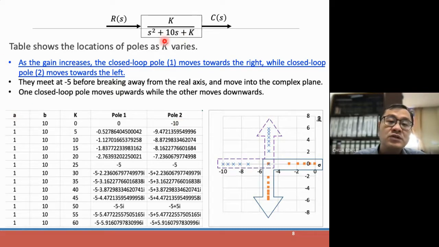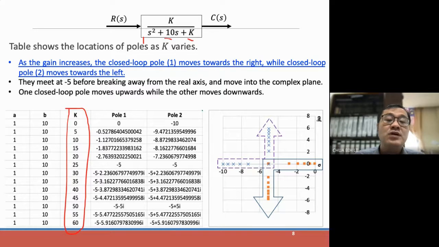Okay, so we only look at the bottom side, the denominator. So we have the value of A equals 1, the value of B equals 10, and the value of C equals K. So I vary the value of C over here, while A and B are maintained. So I can program it in Excel to find the poles, for pole 1 and pole 2.